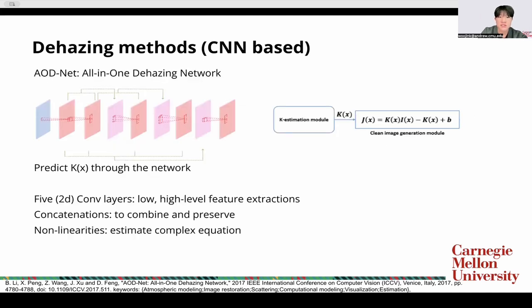So the AOD-Net is called the all-in-one dehazing network. In this network, there are 5 2D convolution layers, which extract low and high level features. And also there are concatenations to combine and preserve the features that are extracted. And also ReLU non-linearity layers to estimate this complex K term.